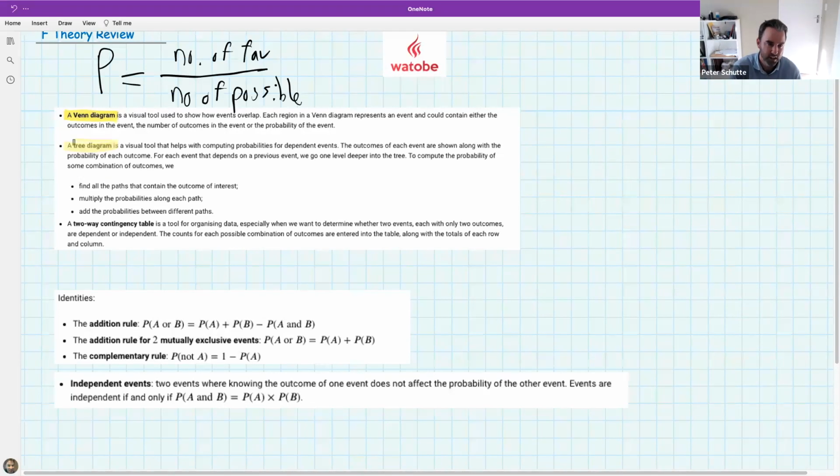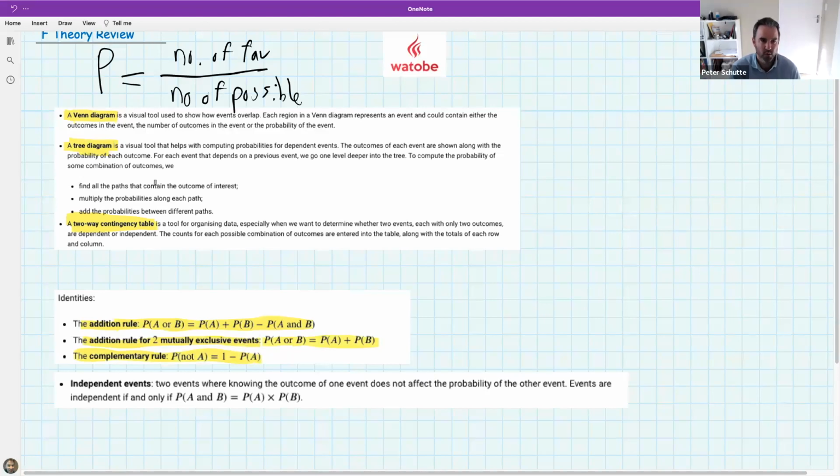We've learned how to do tree diagrams, and these help us understand the possible outcomes and the favorable outcomes. And then today, we're going to look at something called a two-way contingency table. So these have been the three main tools that we've looked at. In addition to that, we've also learned about some identities. We've learned about the addition rule for any two events, and how if we have mutually exclusive events, all that means is there's no A and B, and so it simplifies to this. And we also learned about something called the complementary rule.